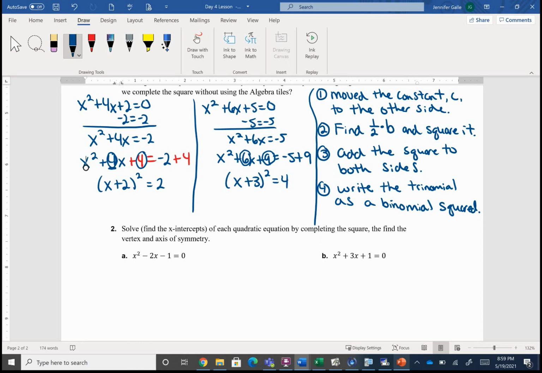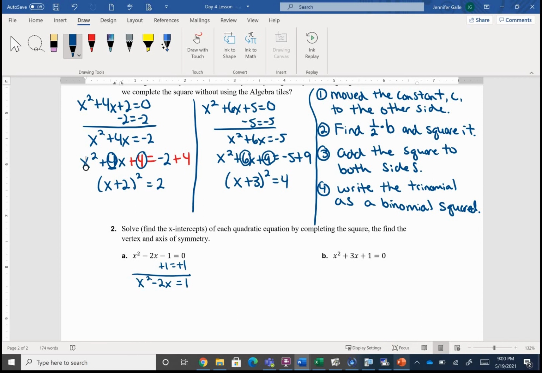All right, so in letter A, step 1, move the constant, which is our c value, to the other side. So in this case, I have -1 as my constant, so I'm going to add that to the other side. So x squared minus 2x will equal 1. That is step 1, done.